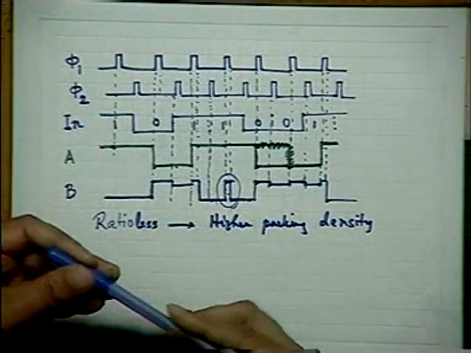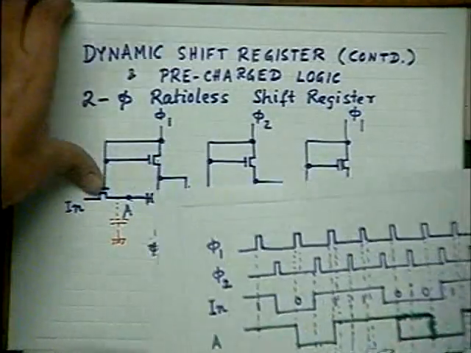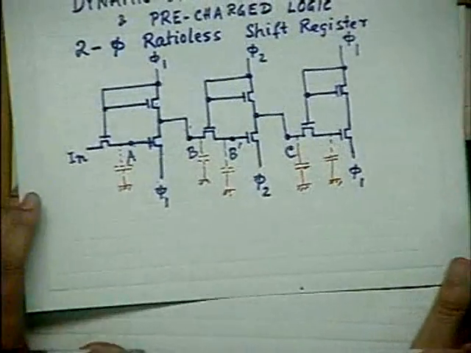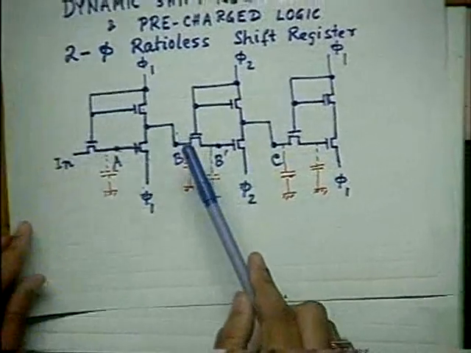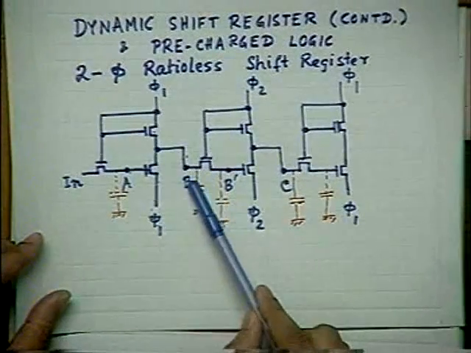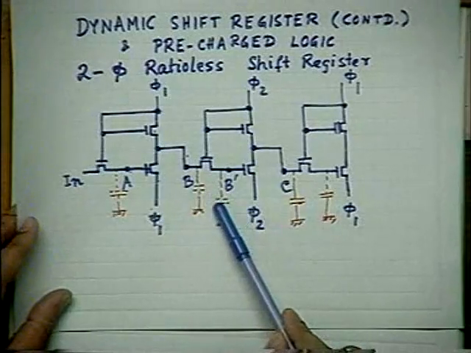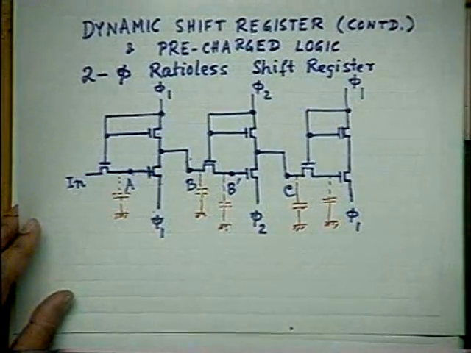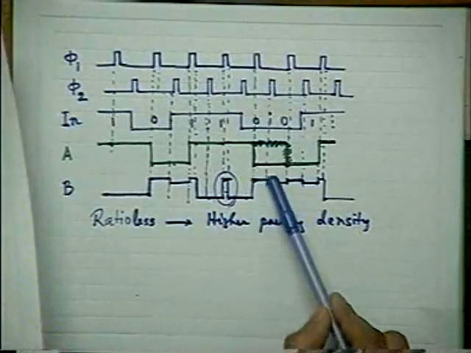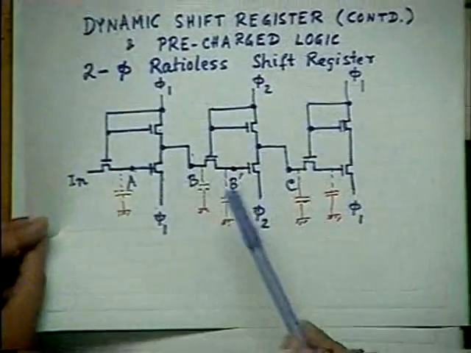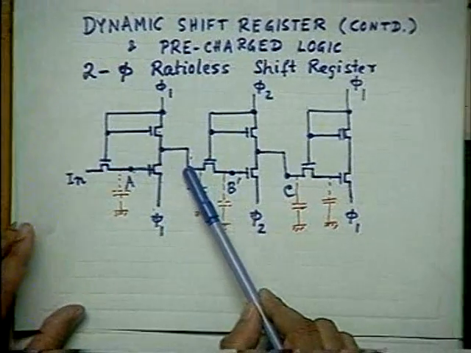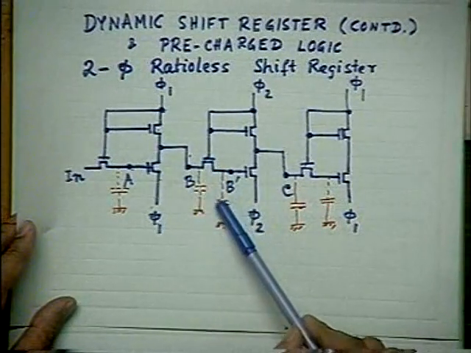But is it 100% right? Do you think that this is really a fact that you will get a very high packing density here? Here also please note, I have to maintain the capacitance at this node very large compared to the capacitance at this node, and so on and so forth. Otherwise these kinks will be too large. In order to reduce the kink heights here, I have to maintain the capacitance at the node B very large compared to the capacitance at node B dash.